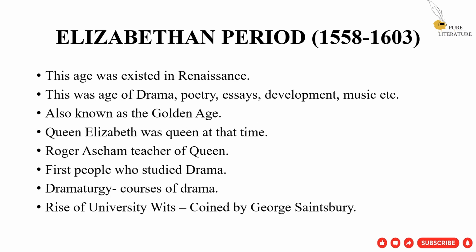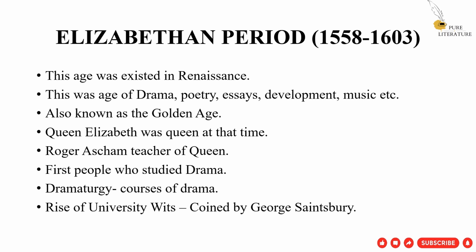As we can see from the timeline of this age, it already existed within the Renaissance. The Elizabethan age was the age of drama, poetry, essays, development, learning, music, art and painting. In short, it is a golden age of literature. Queen Elizabeth was the Queen of England and her teacher was Roger Ascham. Elizabethans are the first people who studied drama, and the courses of drama were introduced in the Elizabethan age.